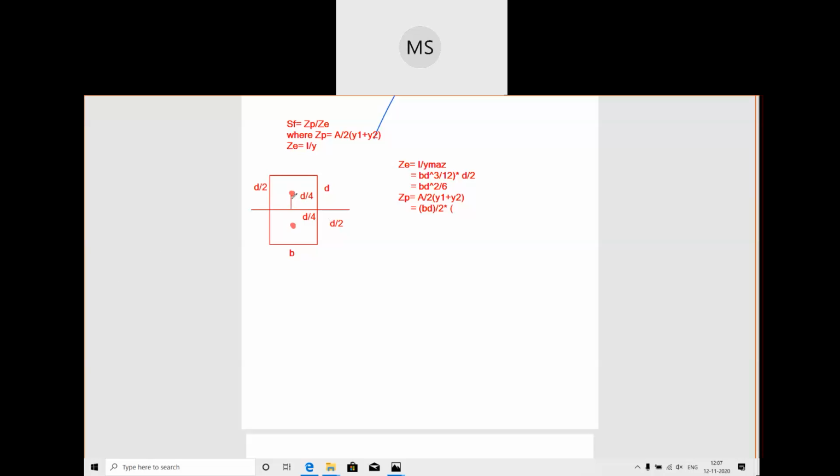This is the center. Okay. So we have how much now? We have here d by 4, d by 4. So our y1 is d by 4 plus d by 4. Okay, this one. So that will give you now BD by 2 into d by 2. This one, BD by 2. And here d by 4 plus d by 4, that means twice d by 4, and twice d by 4 means d by 2.